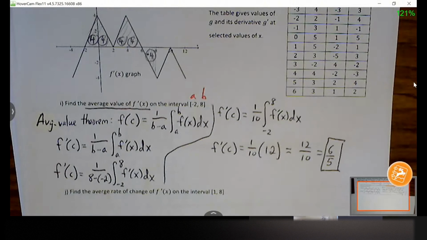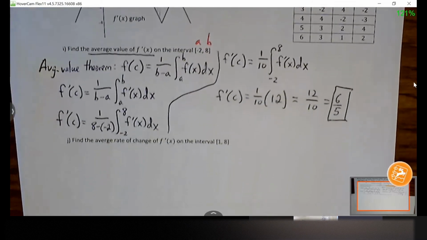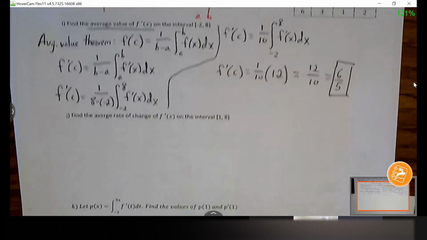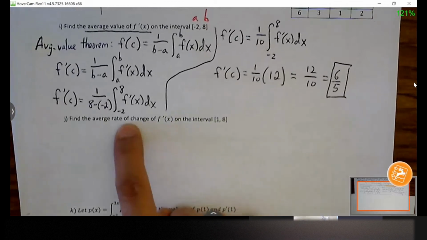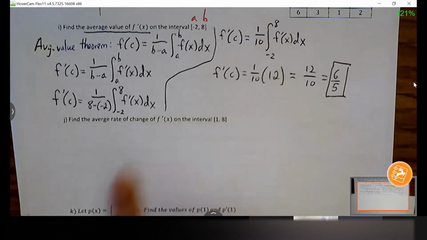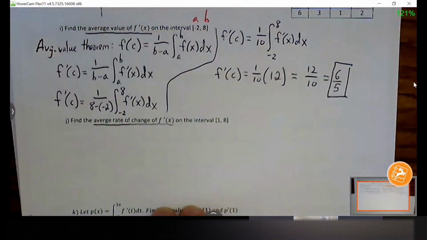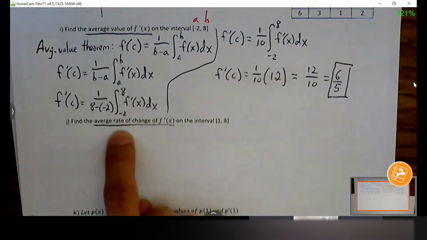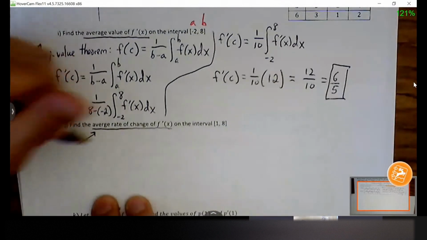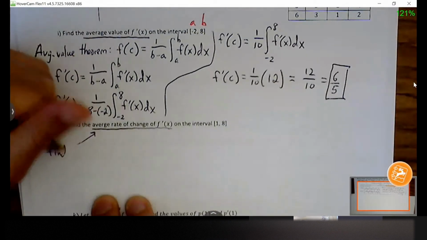Okay, good so far? Yep. All right. Look at J here. The wording is kind of similar, but it's very different. It says find the average rate of change of f prime. So this is not the same thing as average value. So average rate of change, another word for that is what? Slope. That's right. Find slope between endpoints.